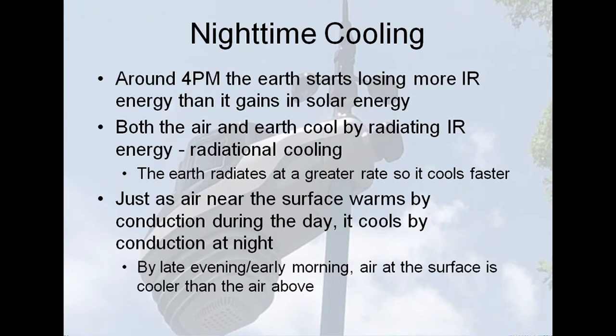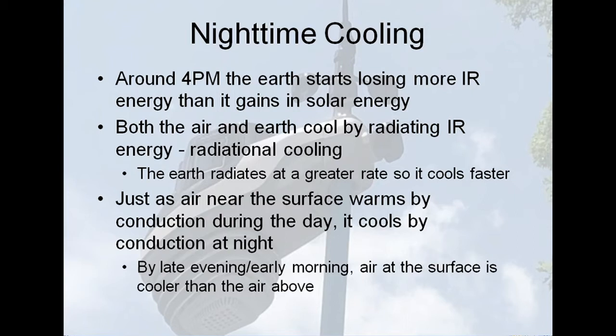Nighttime cooling, around 4 p.m. the Earth starts losing more outgoing radiation energy than it gains in solar energy. So once 4 o'clock hits, that's when all the incoming solar radiation pretty much stops, and then you have more outgoing radiation. That's why you have the cooling process.